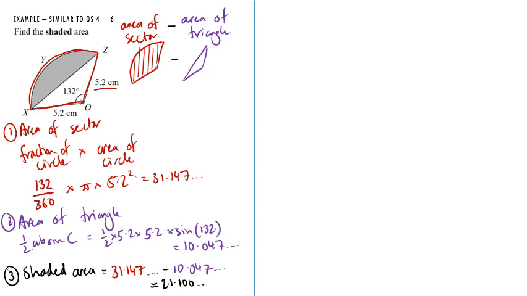And the question here doesn't state what degree of accuracy it wants it rounded to, but seeing as the radius here, the length of the sides, is to 1 decimal place, that seems like a sensible amount. So 21.1 centimetres squared to 1 decimal place.